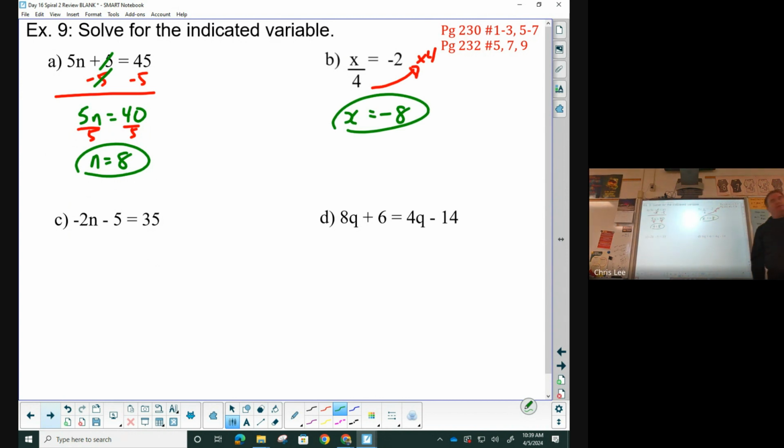In C, it is our favorite equation. Even though it's got negatives, our steps are still the same. So first I got to get rid of the number, right? I want to isolate the variable. I want to get it by itself. So this is a -5 though. What's the inverse operation there? +5.